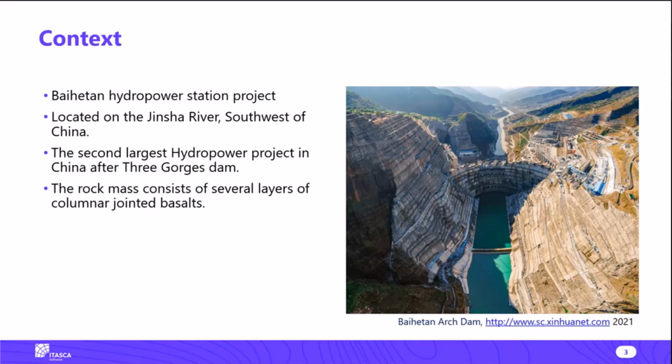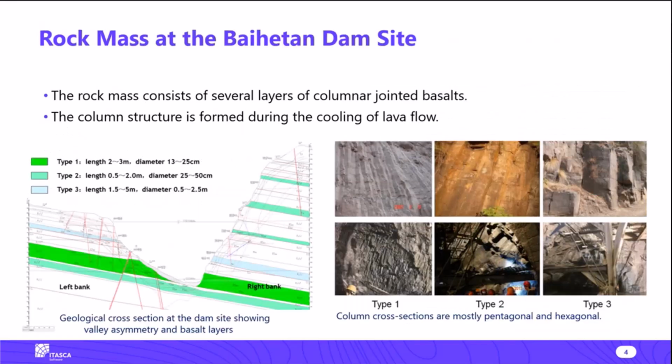The rock mass at the site consists of several layers of columnar jointed basalt. The column structure is formed during the cooling of lava flow. At the site, there are several layers of this lava, and the columnar basalt there have different properties, but as you can see by the numbers listed on the slide, the length of those columns and their diameter are on the order of meters.